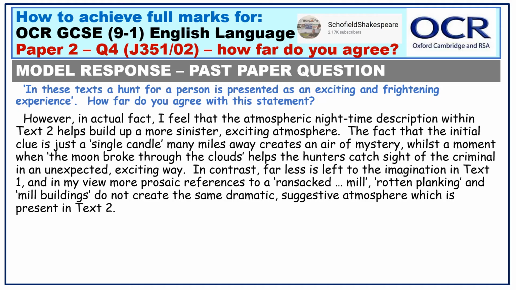However, in actual fact, I feel that the atmospheric nighttime description within text 2 helps build up a more sinister, exciting atmosphere. The fact that the initial clue is just a single candle many miles away creates an air of mystery, whilst a moment when the moon broke through the clouds helps the hunters catch sight of the criminal in an unexpected, exciting way. In contrast, far less is left to the imagination in text 1, and in my view, more prosaic references to a ransacked mill, rotten planking, and mill buildings do not create the same dramatic, suggestive atmosphere which is present in text 2.